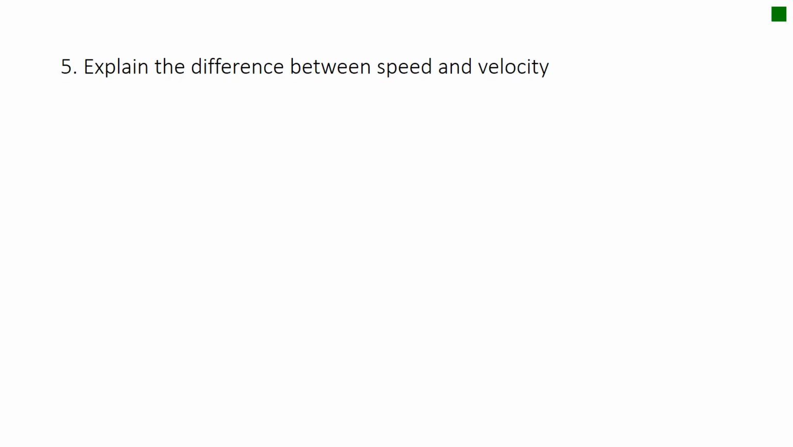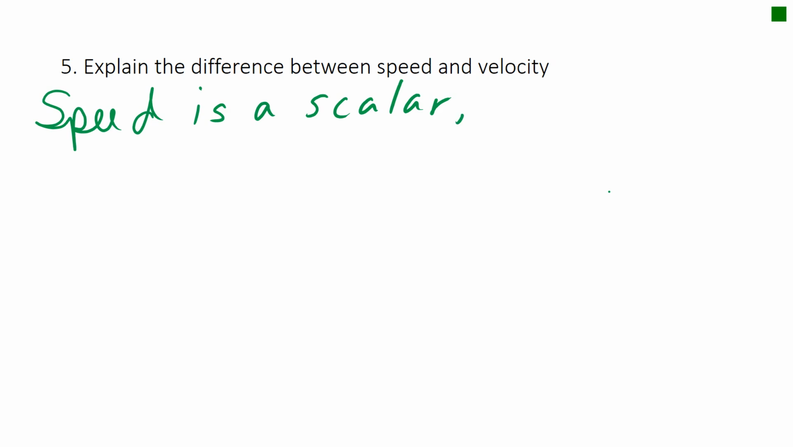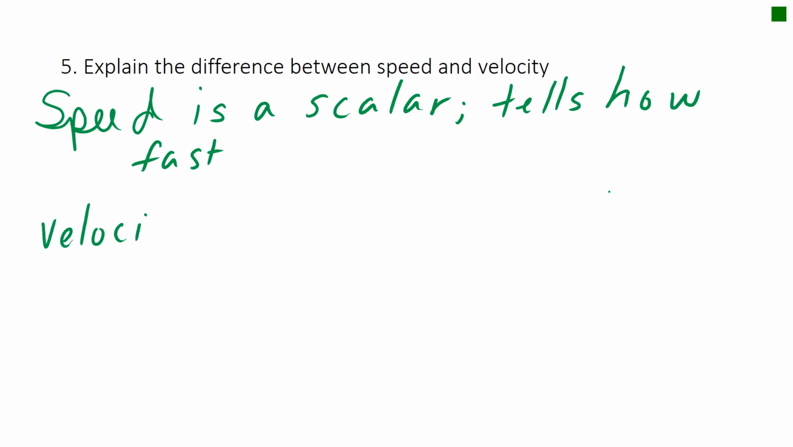Okay, so question number 5, explain the difference between speed and velocity. Well, recall that speed is a scalar quantity. So that means it only has a magnitude. So speed tells how fast something is moving. Let me erase these squiggles. Here we go. And then velocity is a vector.